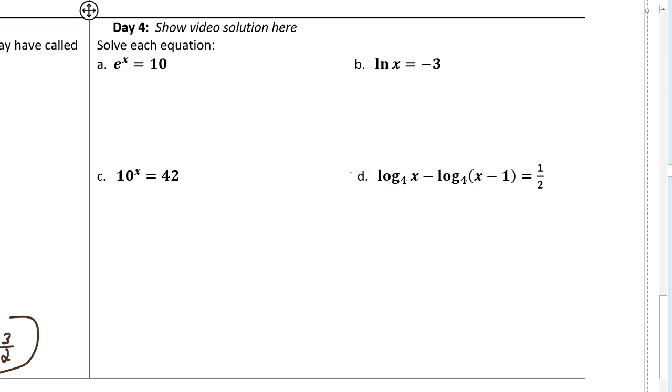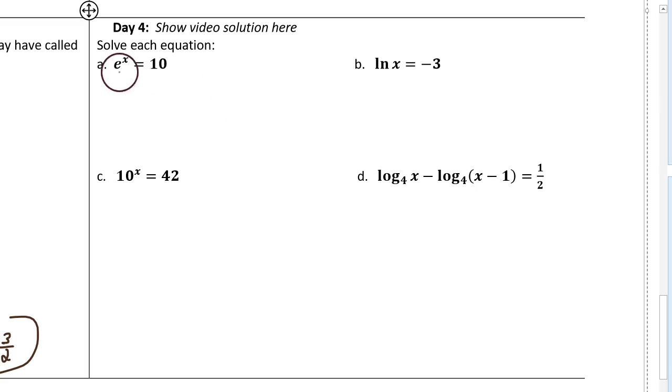Now, we could solve these on a calculator using the graphing capabilities of a calculator. We've used the calculator earlier this year to solve equations by looking for where a line intersects a curve. But we're not going to do that here. Let's solve these algebraically by using the idea that exponentials and logarithms are inverses.